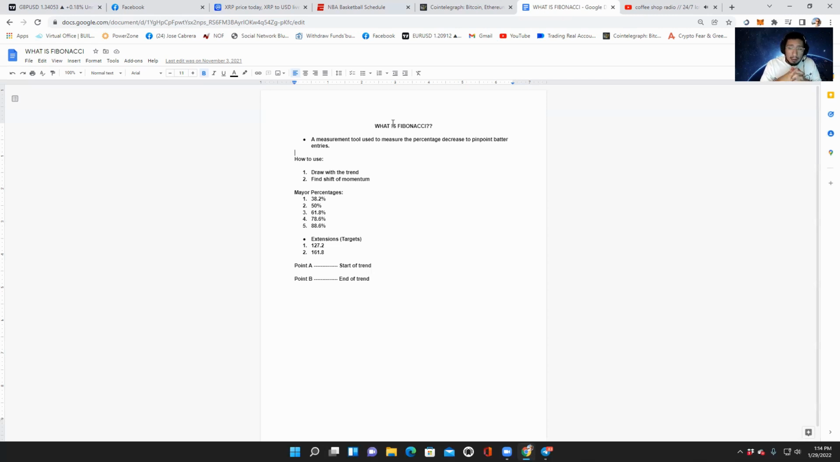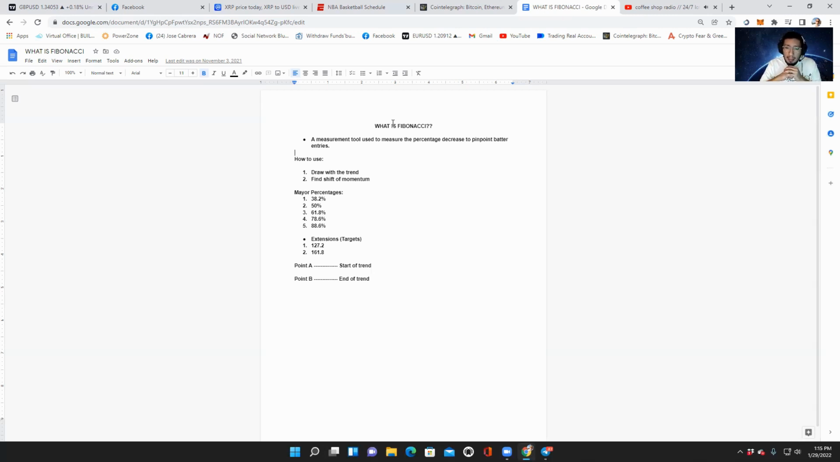Now, find shift of momentum. What it basically means is, if you're looking at the Fibonacci for an uptrend, but then let's say the uptrend is about to finish, then the price of the market breaks the levels of your Fibonacci, and I'll explain what levels. If it starts closing underneath those levels, then that means the momentum of the market has shifted. That means you're probably not in an uptrend, a buy trend, anymore. You're probably changing to a downtrend.